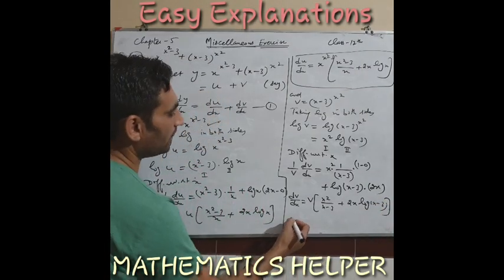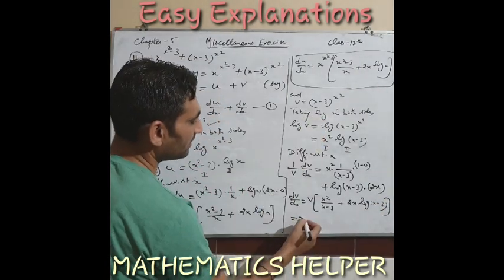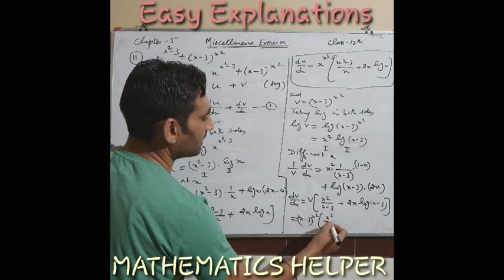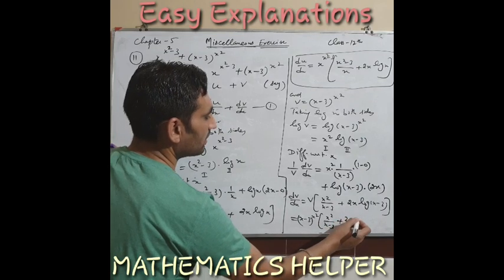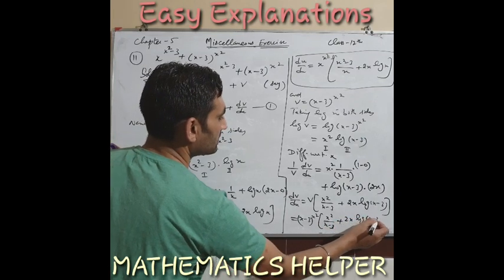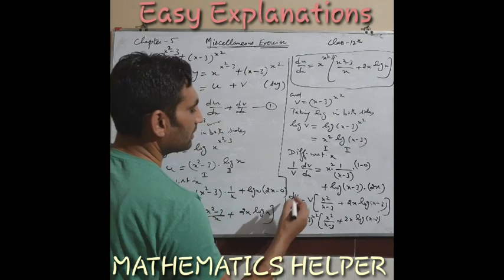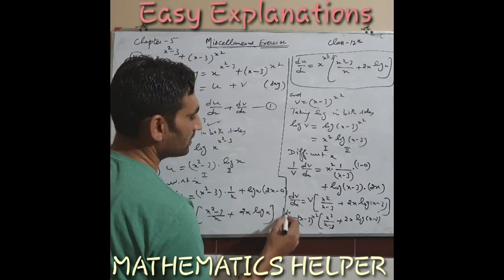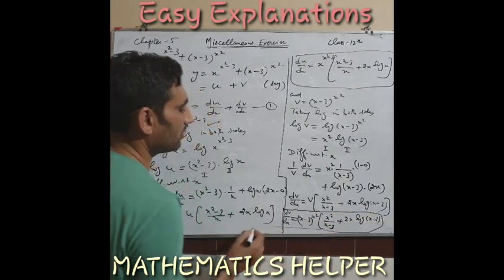Now fill in the value of v. v is (x − 3) raised to power x², along with this whole calculation again, x²/(x − 3) plus 2x log (x − 3). So these are the two answers. It is dv/dx. So we have du/dx and dv/dx.